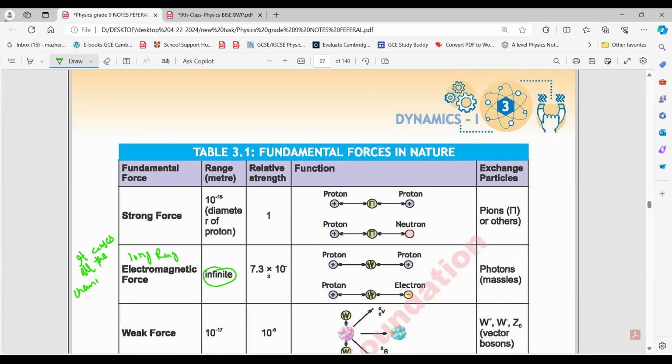And we have already read that it is the combination of electric and magnetic force. Electric force is the force we read above, and magnetic force we also read above. It's the combination of these two forces. So all the chemical reactions are due to these electromagnetic forces, because atoms are involved, and atoms have electrons and protons, which create repulsive and attractive forces.